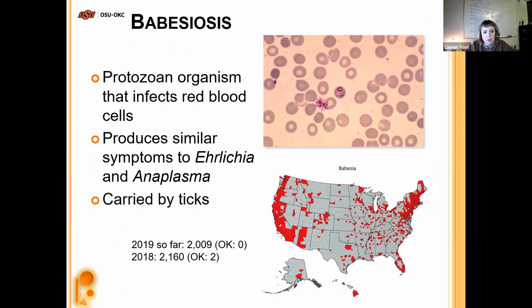Babesiosis is a protozoan. They said all of them were bacteria, but they are not. This one's a protozoan.